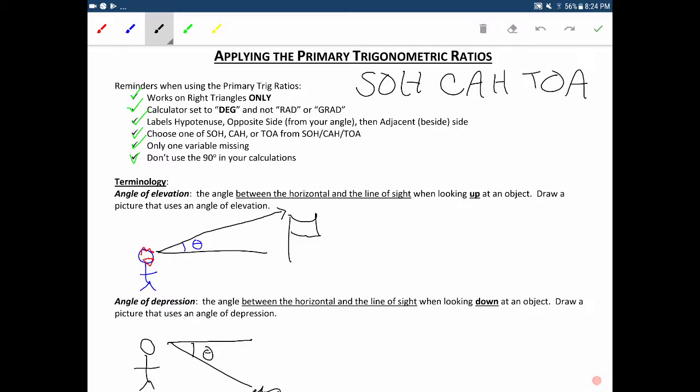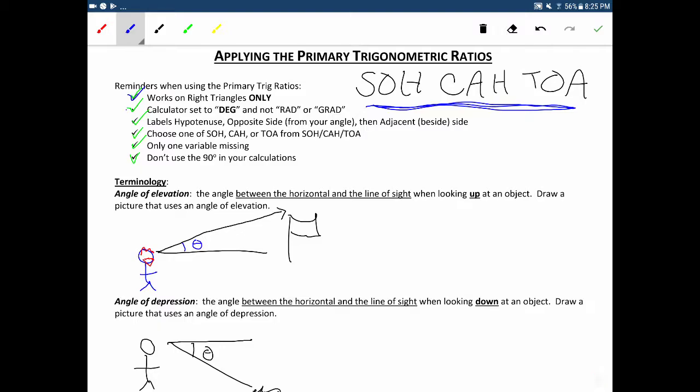This is what we may have or probably called last year SOHCAHTOA. Okay? It is important to understand. You can see I already checked these off when I went through it the last time, but it's important to realize this will only work with right angle triangles. If it's not a right angle triangle, you cannot use primary trig ratios.